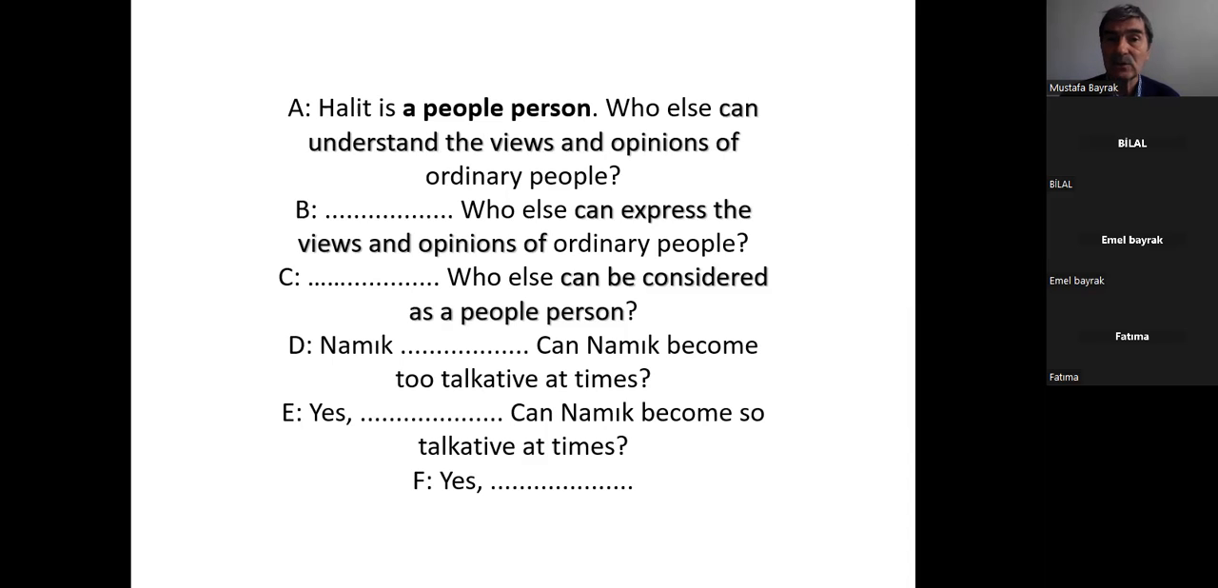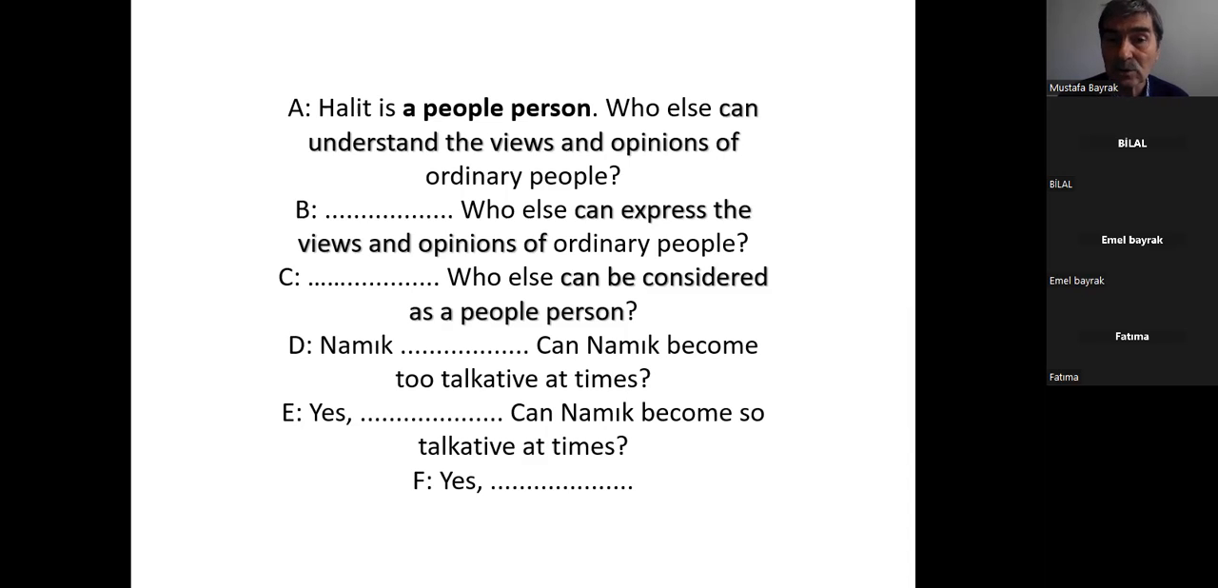Yasin can express the views and opinions of ordinary people. Who else can be considered a people person? Namık can also be considered a people person. Can Namık become too talkative at times? Yes, unfortunately, Namık can become too talkative at times, from time to time.